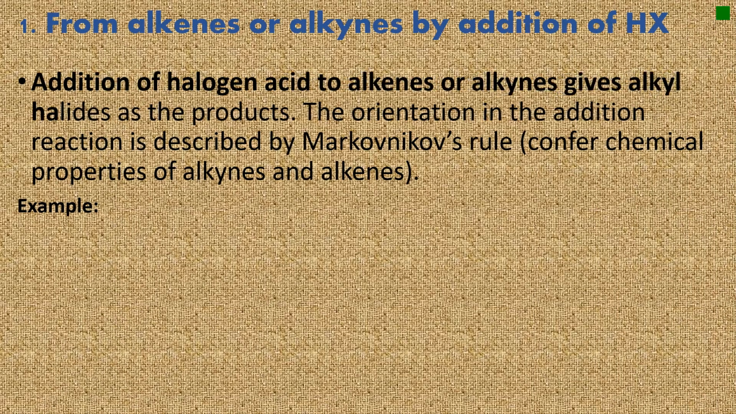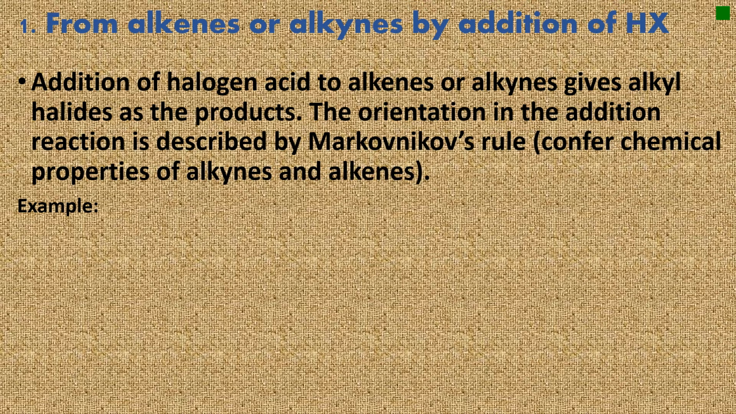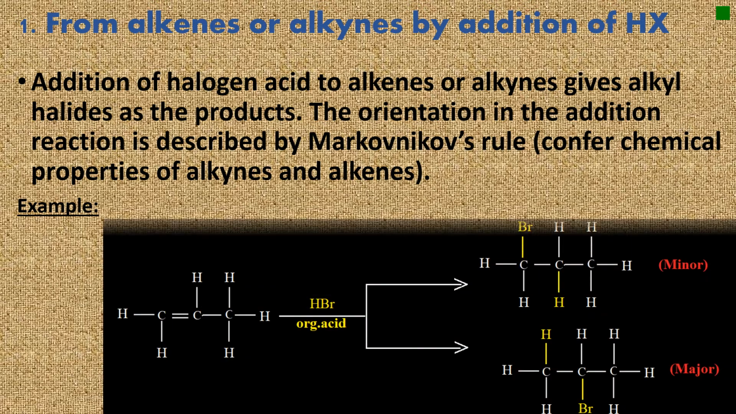The first reaction is the preparation of alkyl halides from alkenes or alkynes by addition of hydrogen halide. Addition of halogen acid to alkenes or alkynes gives alkyl halides as the products. The orientation in the addition reaction is described by Markovnikov's rule. For further explanations, confirm chemical properties of alkynes and alkenes. Let us have an example.